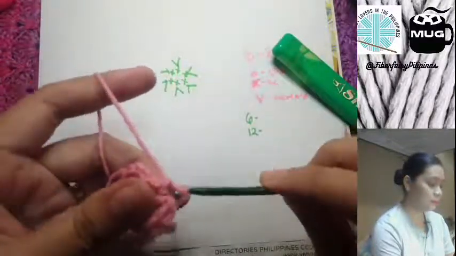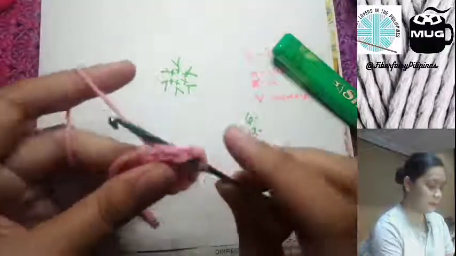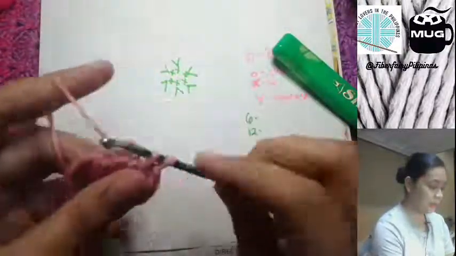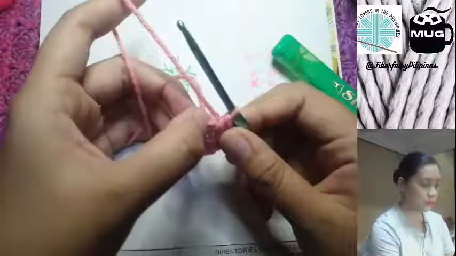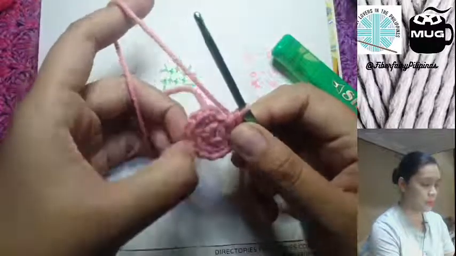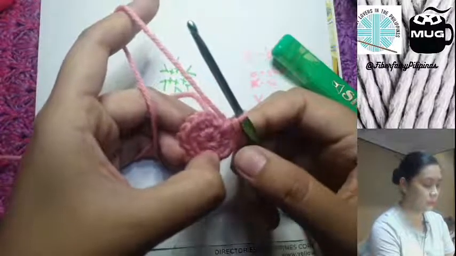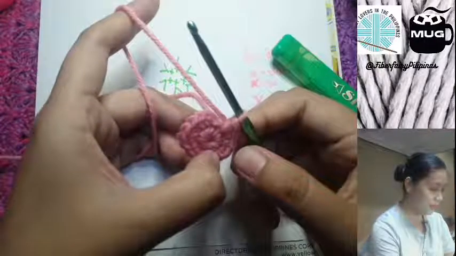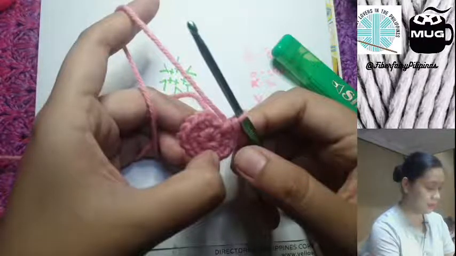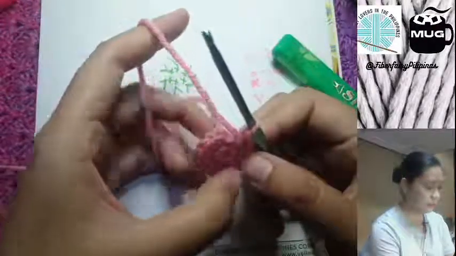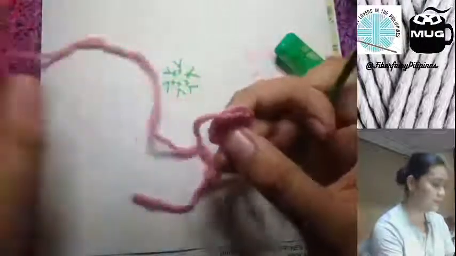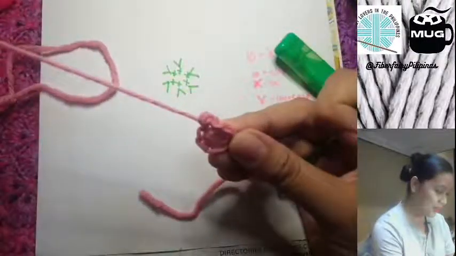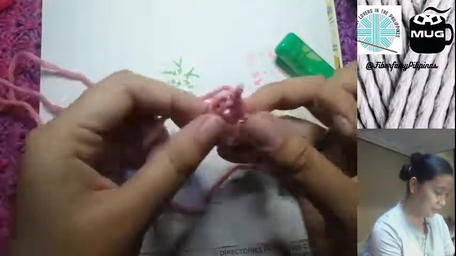So ayan, let's see. So when you get to this part, we need to check if we have 12 stitches, like 1, 2, 3, 4, 5, 6, 7, 8, 9, 10, 11, 12. Ay, sobra. 1, 2, 3, 4, 5, 6, 7, 8, 9, 10, 11, 12. Wow, sobra talaga. 6 ba talaga to? Frog. Ang frog tayo.